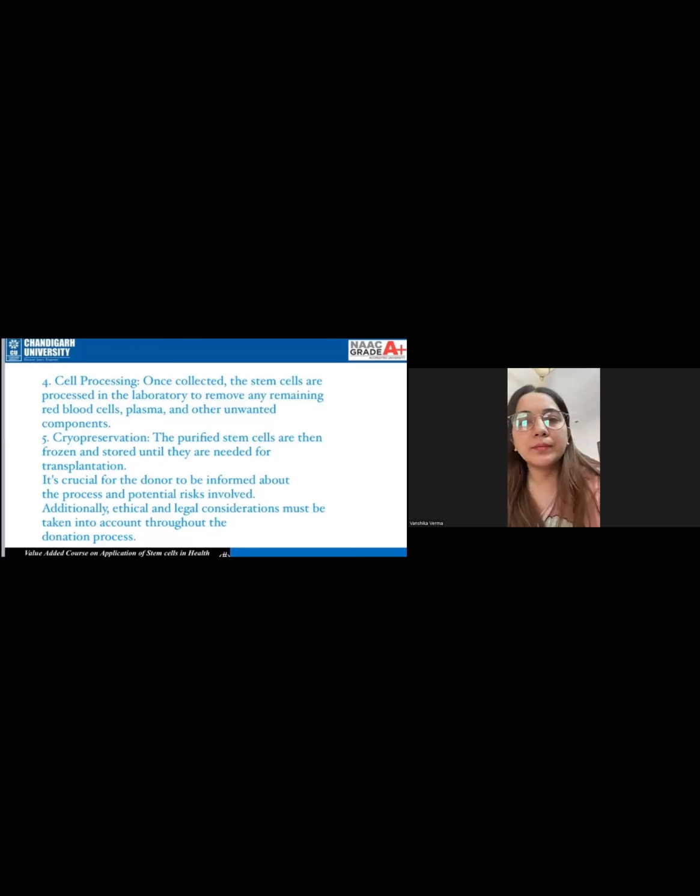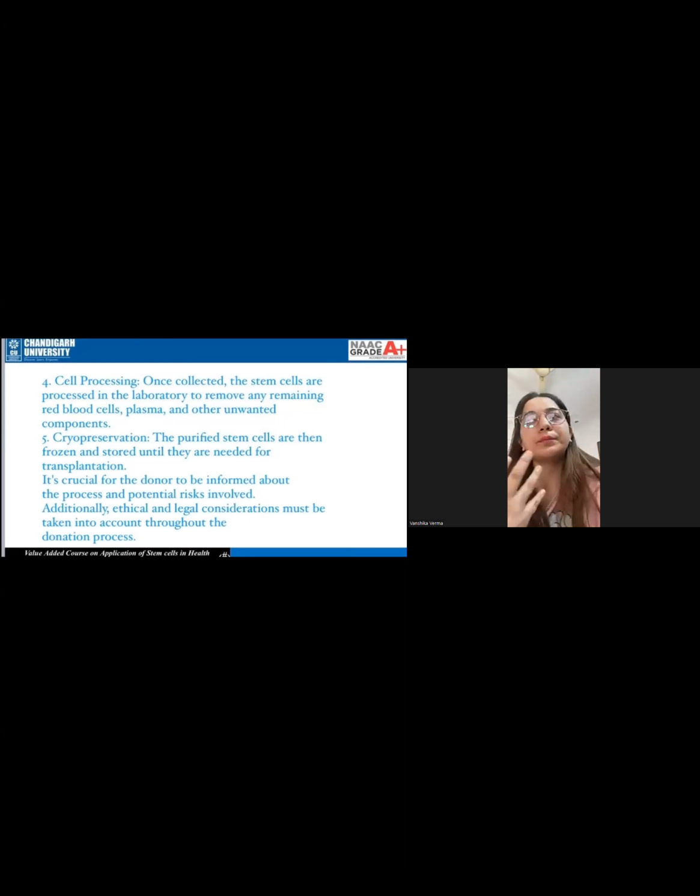You might have heard about the frozen plasma also in the blood bank. That's how we freeze it at a specific temperature. And when there is a recipient, then properly we will give the transplantation according to the norms. It's crucial for the donor to be informed about the process and the potential risks also.